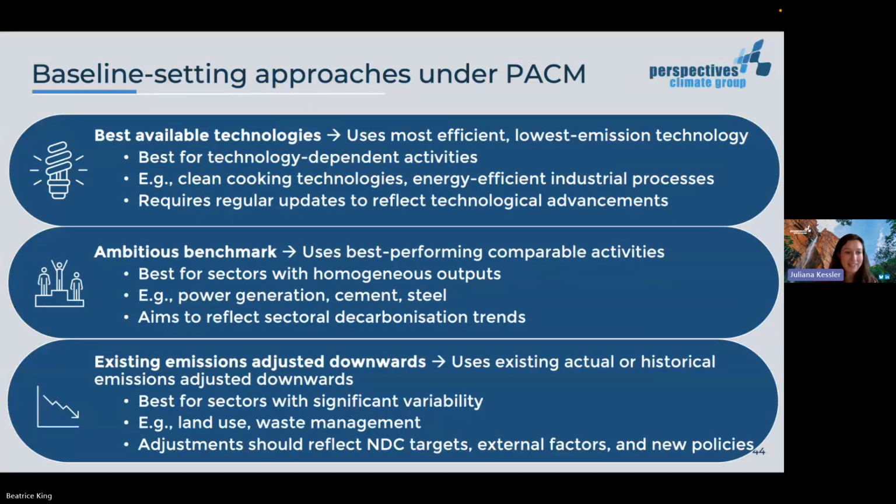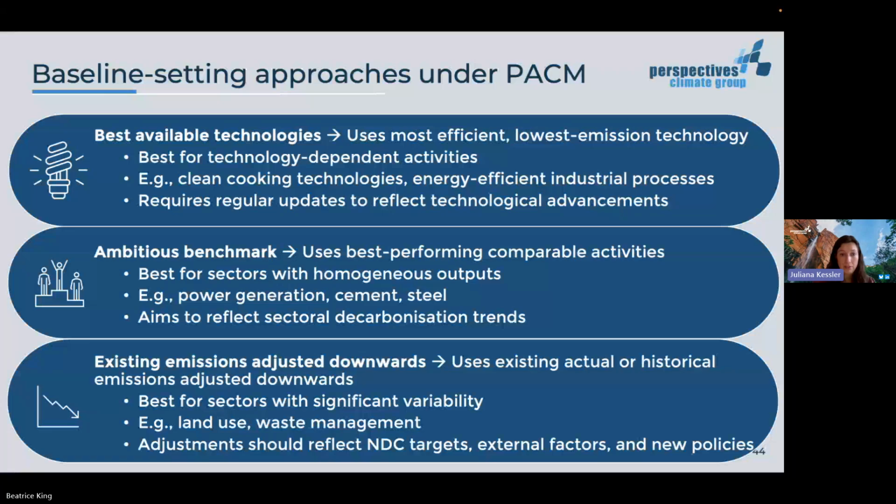And, explaining a little bit better these 3 baseline setting approaches, at least 1 and 2 have been existing also for a while out there. For example, the best available technologies approach has been chosen sometimes already. And it really is set at the level of the most efficient and lowest emission technology. And it's usually best eligible for those technology-dependent activities like clean cooking technologies or energy-efficient industrial processes. And what is important to mention here, it needs to be updated on a regular basis.